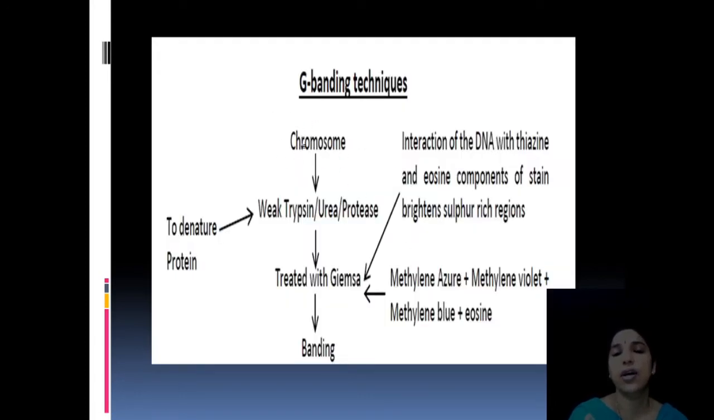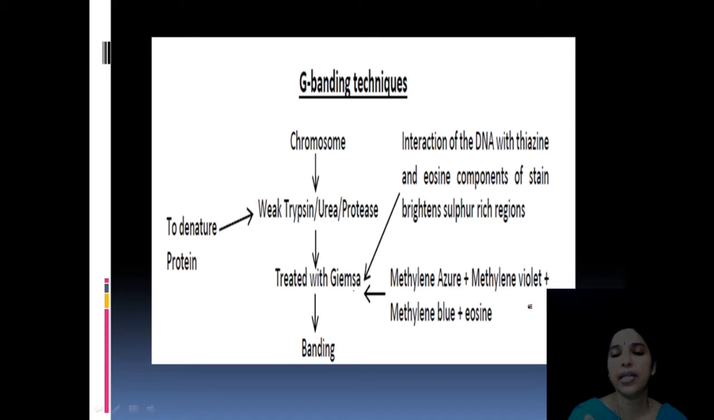First, the chromosomes are arrested in a metaphase condition, we apply trypsin or you can apply urea or protease, all are proteolytic enzymes, mainly to denature protein, I already told you, histone proteins. Then you apply the Giemsa stain. In the Giemsa stain, DNA interacts with thiazine and eosin, the components present in the Giemsa. These two components, thiazine and eosin, will bind with and interact with the DNA.